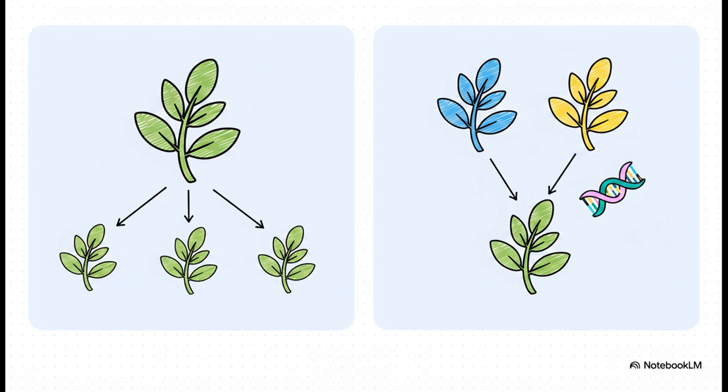Sexual reproduction, on the other hand, requires two parents, specifically male and female gametes, and it introduces genetic variation. You aren't a 100% copy of your parents, and neither are sexually reproducing plants. And that variation, it's the absolute secret sauce for evolution.